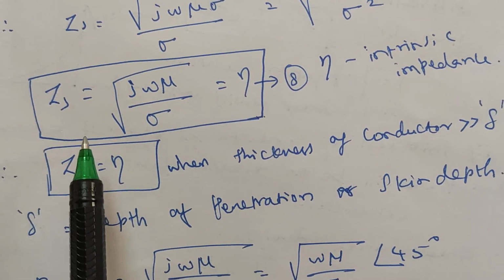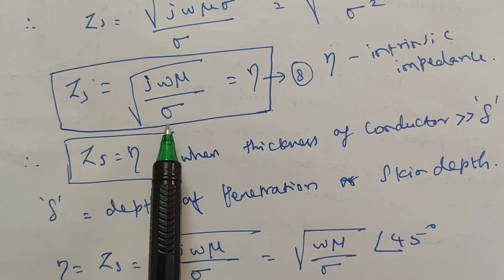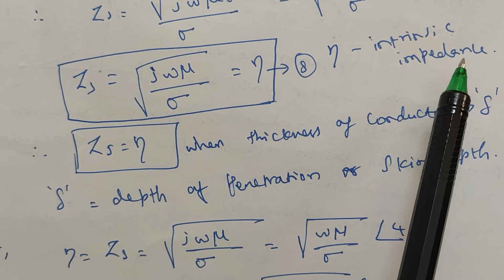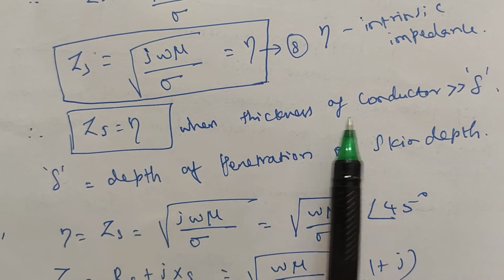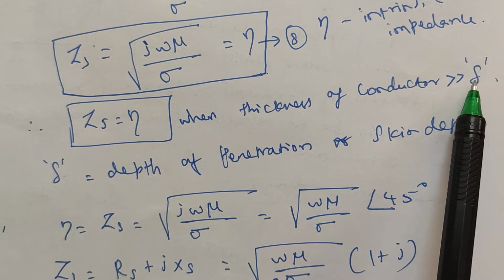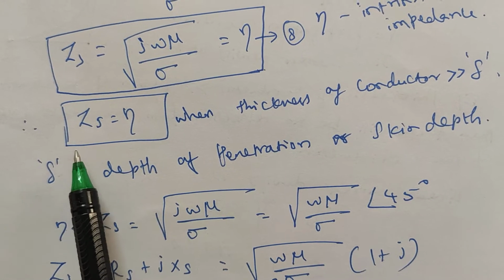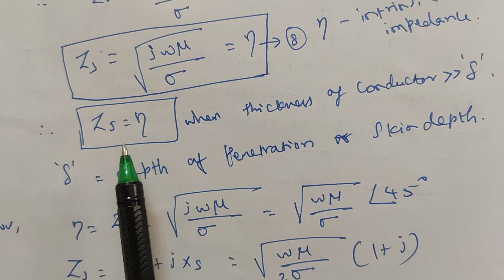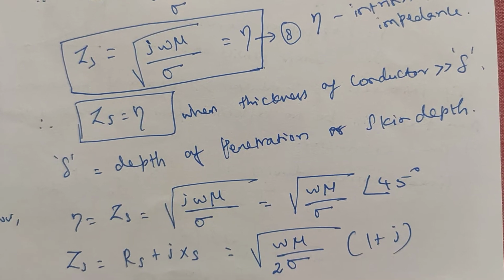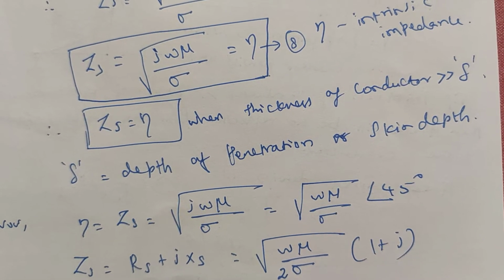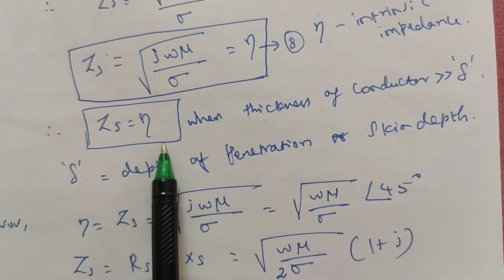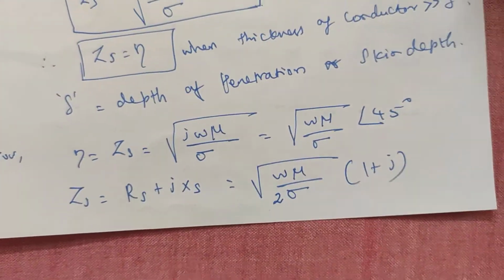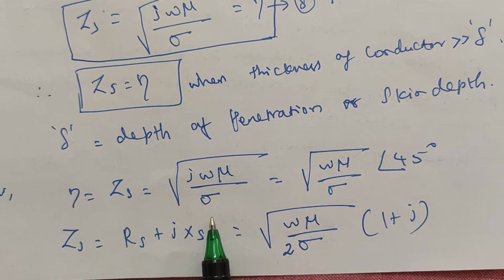So we get Zs is equal to root of j omega mu by sigma, which is approximately equal to neta. Neta is the intrinsic impedance. So when the thickness of the conductor is greater than del, which is called the depth of penetration or skin depth, the surface impedance is almost equal to intrinsic impedance. So what we can conclude is, when the thickness of the conductor is higher than the skin depth or the depth of penetration, the surface impedance is equal to intrinsic impedance. So intrinsic impedance neta is equal to Zs, which is equal to this particular formula.